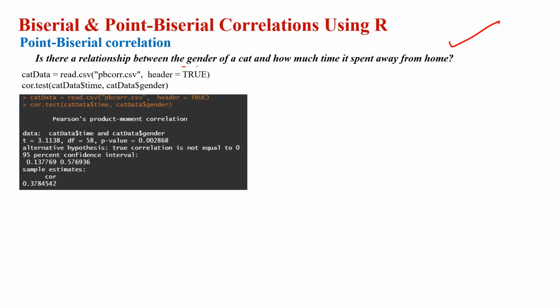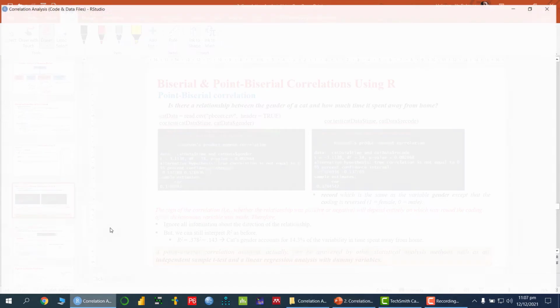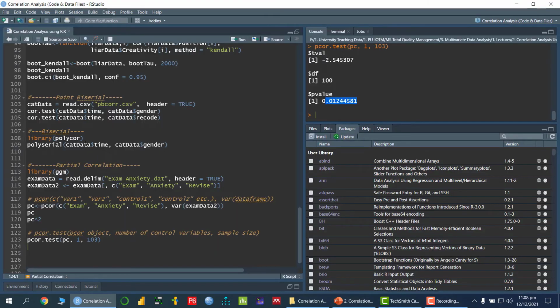So this is a true dichotomous variable, whereas this is a continuous variable, so we can apply the point biserial correlation. So how can we do that in R? Let me open RStudio.